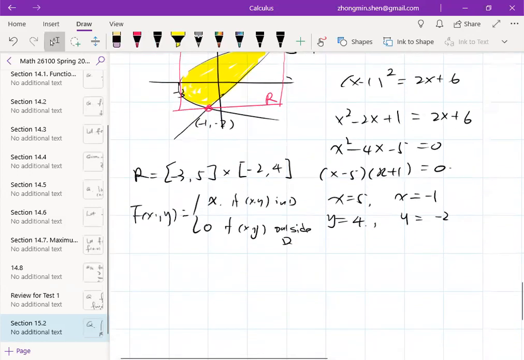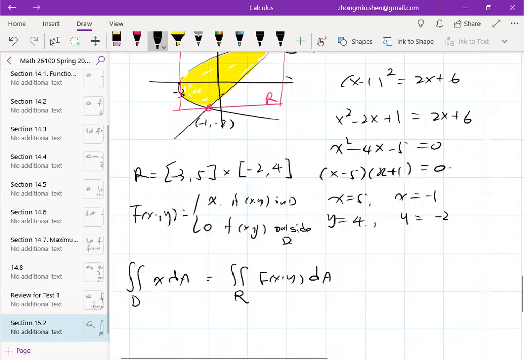According to the definition of the double integral, this is going to be the double integral over R of capital F(x, y) dx dy. Now the function outside D is 0, so it does not make any contribution to the integral. You can think of this as a trivial formula. Let's accept it. Then we apply Fubini's theorem to this double integral.